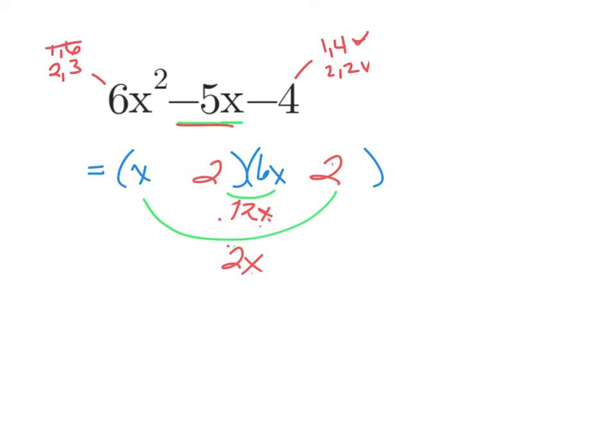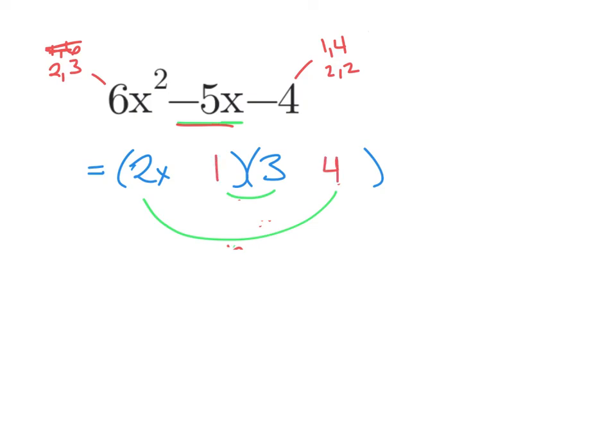It means we were wrong in the beginning with the 1 and 6. So we got to go back to the drawing board. The 1 and the 6 were wrong. So use 2 and 3. 2x and 3x. And go through our list over here again. Starting with 1 and 4.